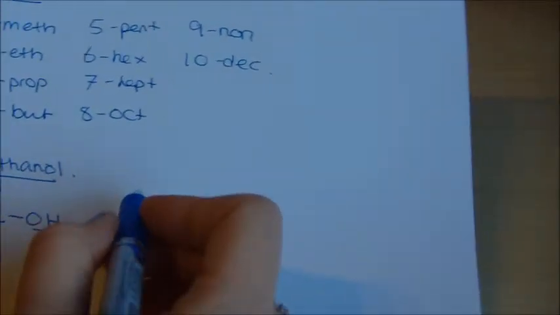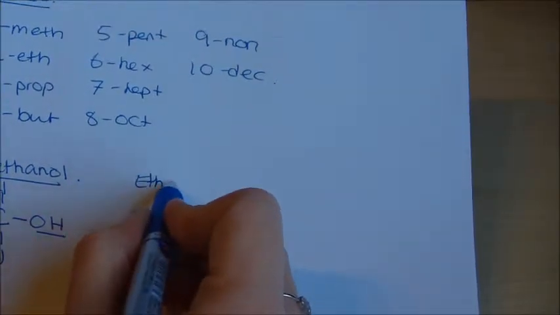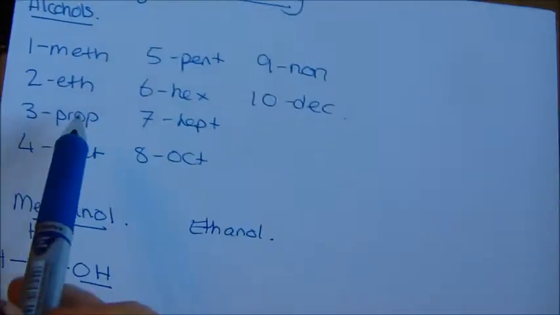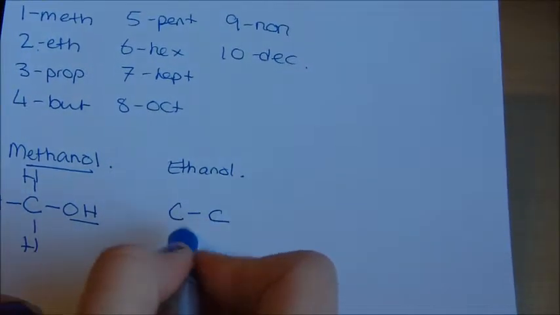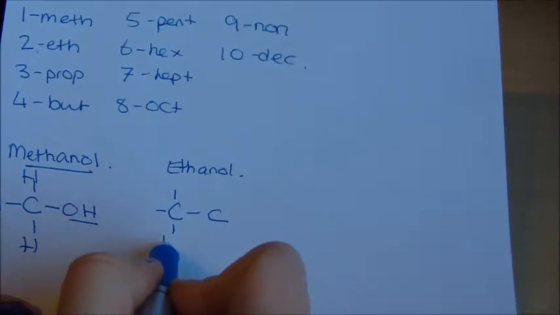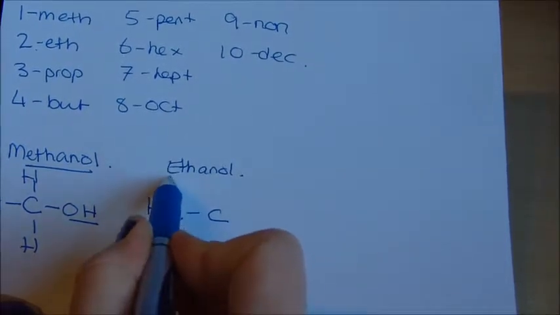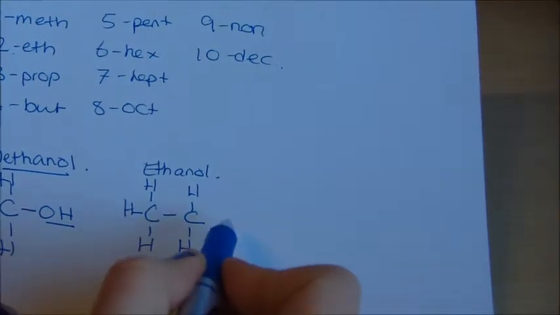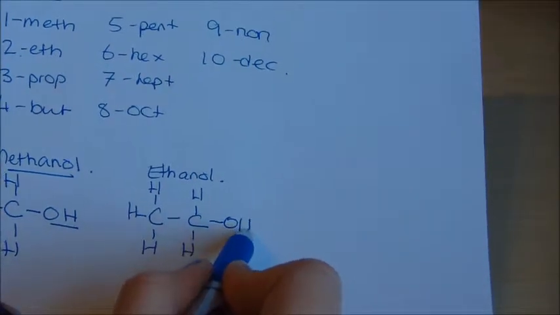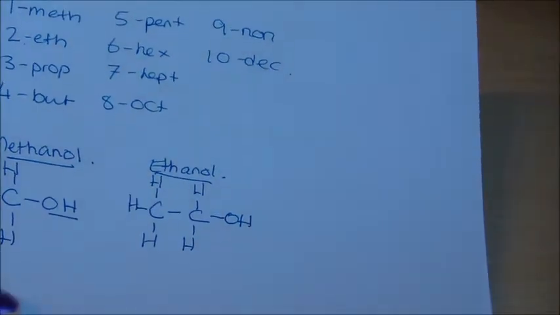Then ethanol, which, if you see up here, has 2 carbons. It would be a carbon to carbon bond with 3 hydrogen atoms around the first carbon, and then on the second carbon we'd have 2 hydrogens and an OH bond.